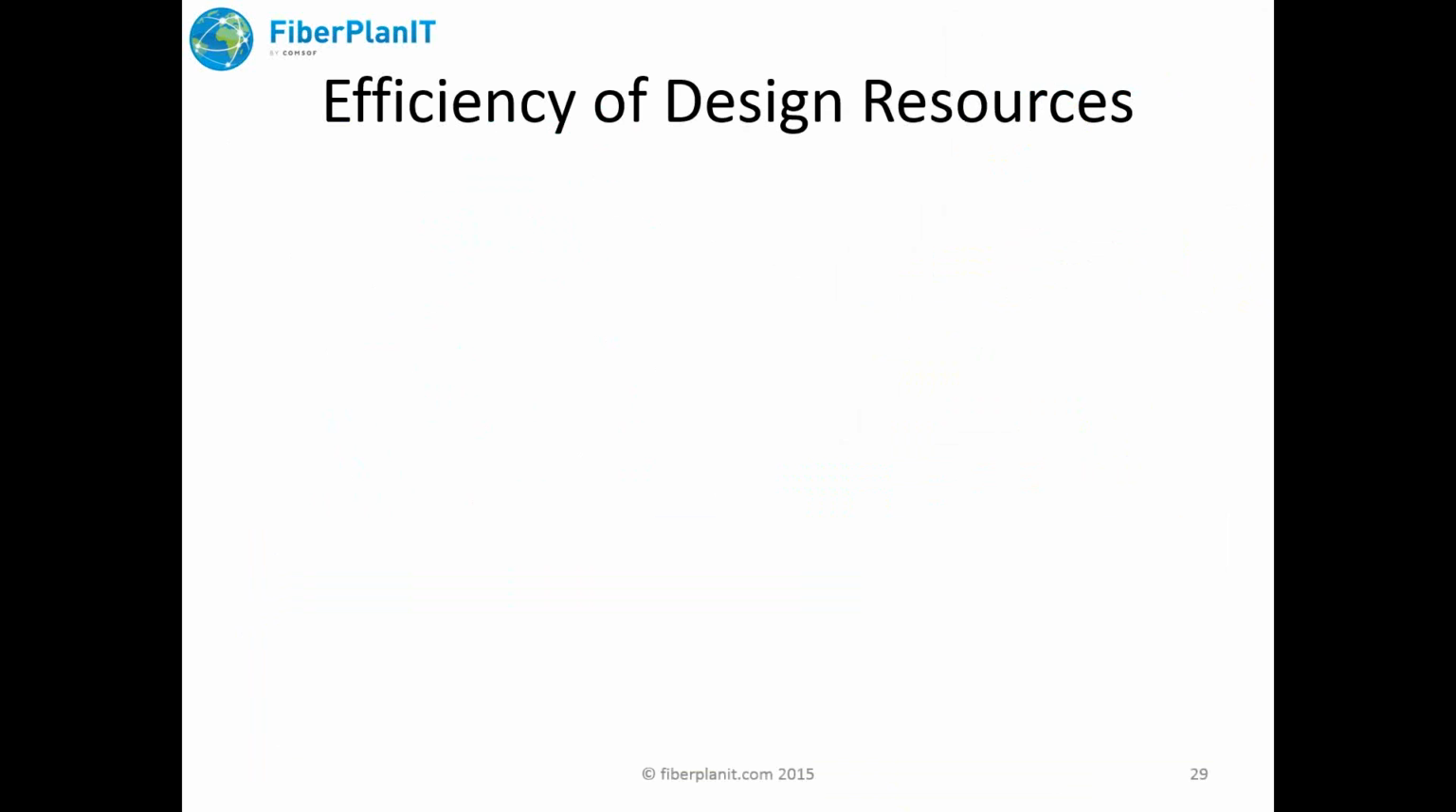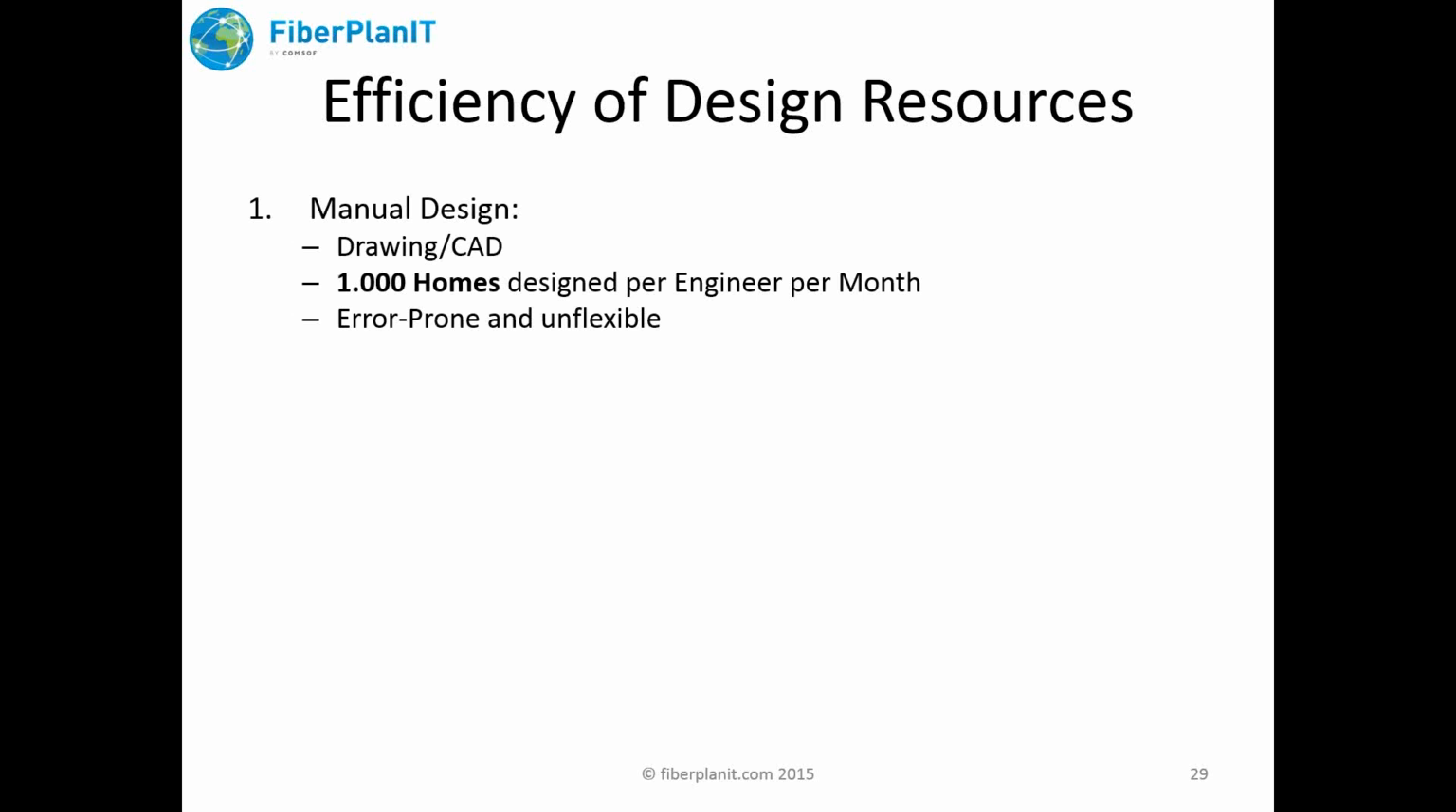And another challenge with the initial planning of your fiber to the home network is the efficiency of design resources. So as I've mentioned, everything needs to go quite fast when you've made the decision to roll out an FTTx network. And our observations in the market are that manual design in a drawing or CAD program can generate about 1,000 homes per engineer per month, which is also error prone and inflexible.